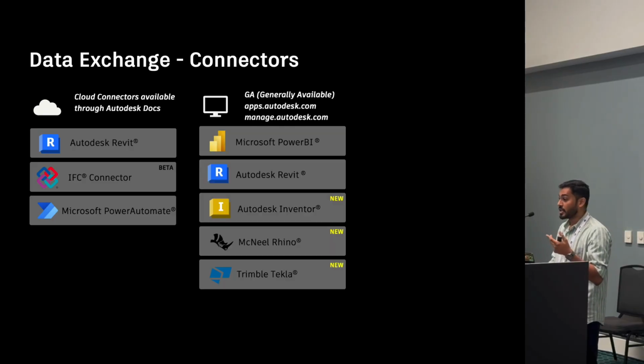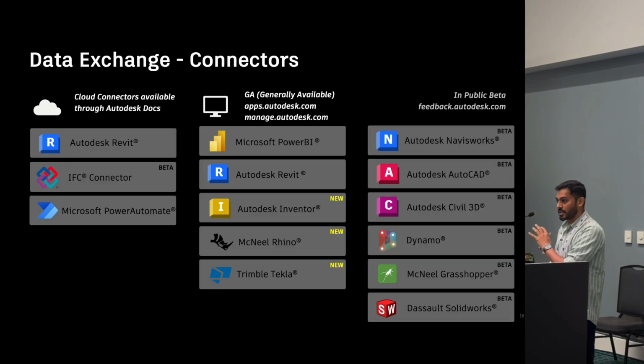Moving on, we have the desktop connectors. Some of them recently went GA, so they are available for your production workflows for your teams to work with right now. The ones that we have today are Power BI, Revit, Inventor, Tekla, and Rhino. Power BI and Revit have been in production for a while now, but recently we released Rhino, Inventor, and Tekla into production as well. Along with that, we have a few connectors in public beta. These are all available for you to test and provide feedback to us so that we can keep improving on those and soon release them in production as well.